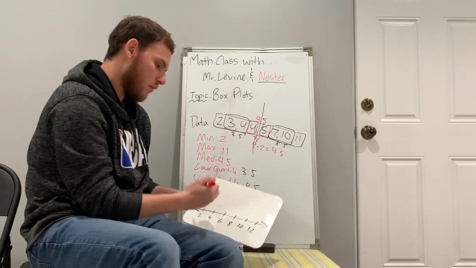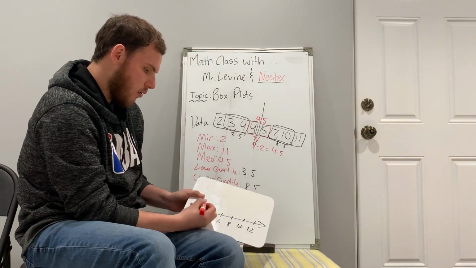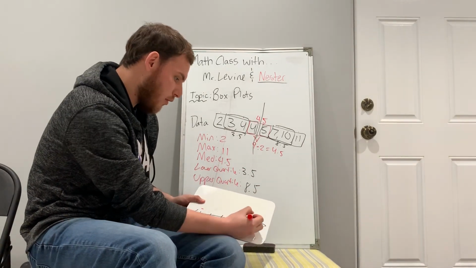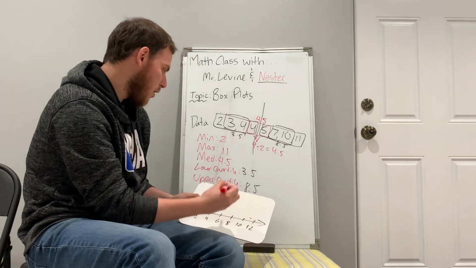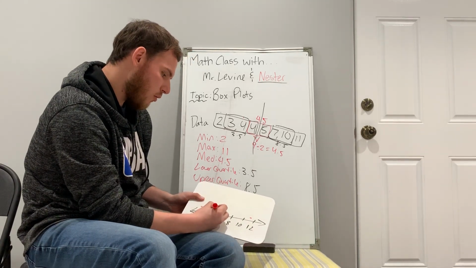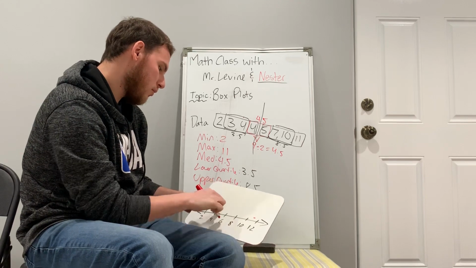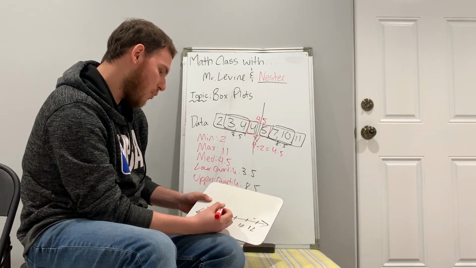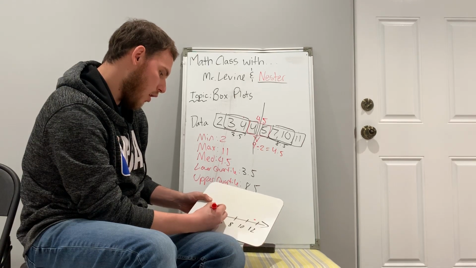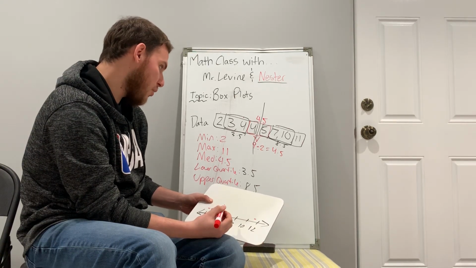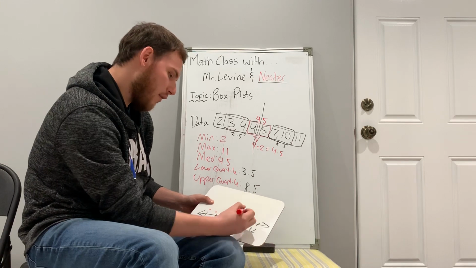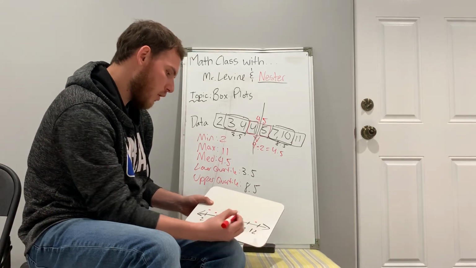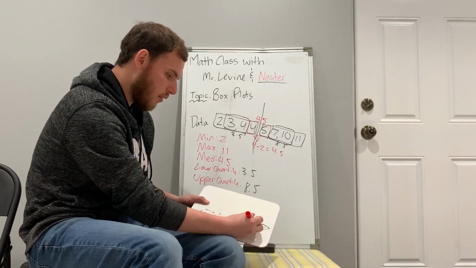Minimum is 2. Maximum is 11, which goes in between 10 and 12. Median is 4.5, which goes pretty close to 4. And the lower quartile is 3.5, which goes pretty close to 4 on the other side of it. And the upper quartile is 8.5, which is pretty close to 8. And then connect these, connect those.